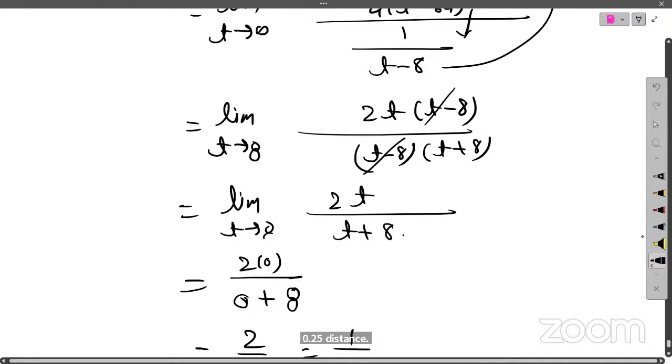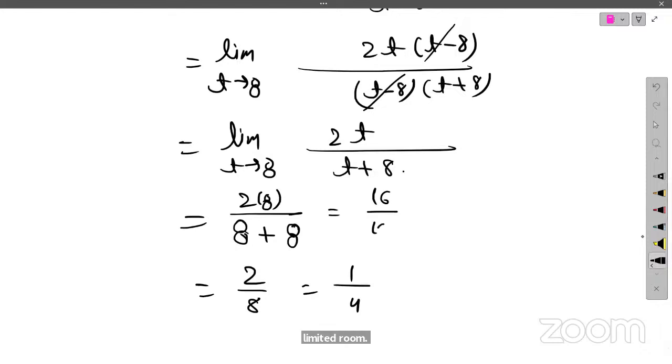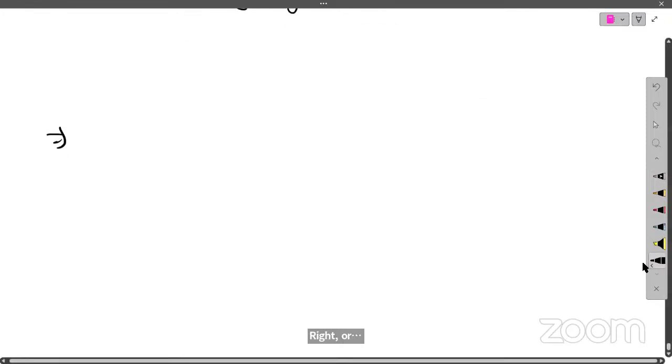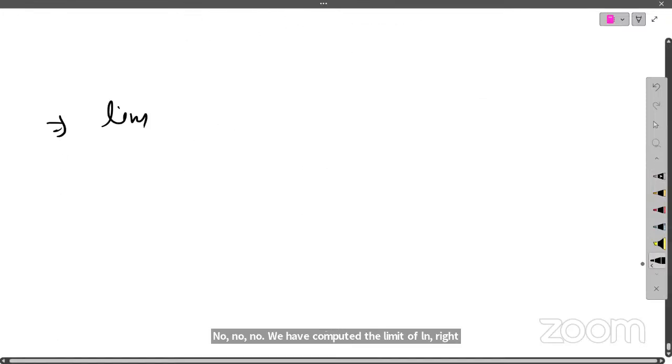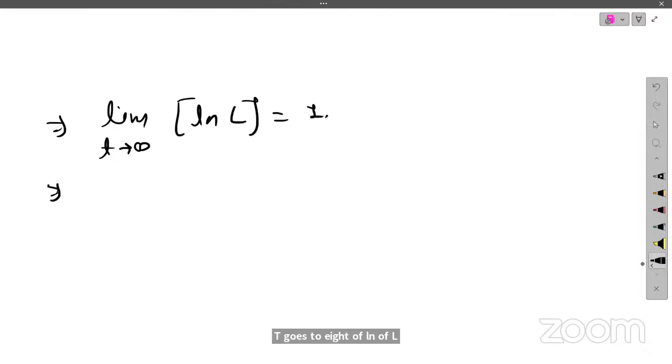Sorry, the limit. Limit t goes to 8, right? The limit will be 8, madam. So the limit becomes 16 by 16, that means 1. Correct? So which is discontinuous. We have computed the limit of ln, right? So the limit as t goes to 8 of ln of L is actually equal to 1. So yes, it will be discontinuous.